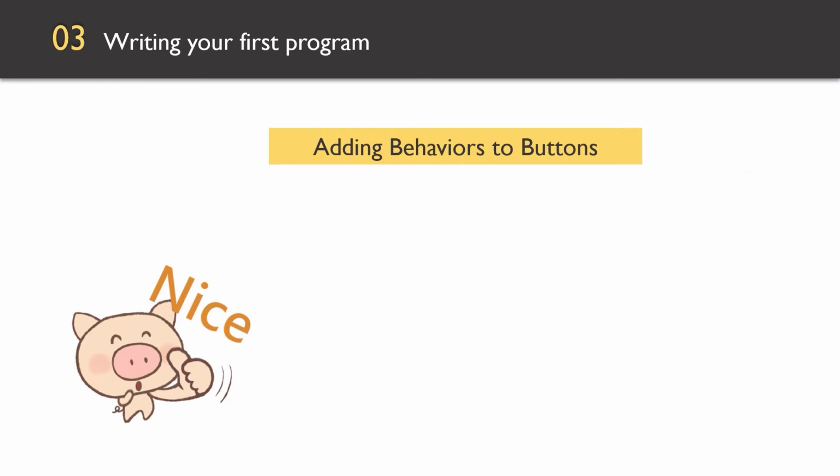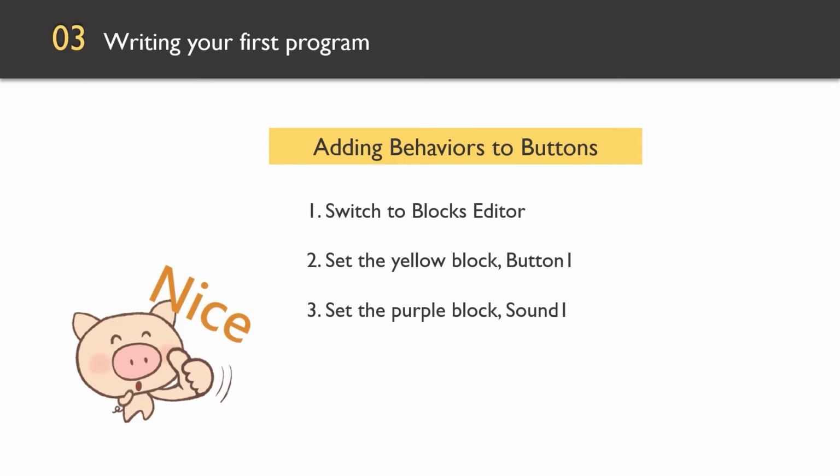After we finish the setup for components for the viewer area, we will then add behaviors to the button component. AI2 is powered by event response blocks, what you may call behavior blocks. For example, clicking the button is regarded as a behavior. 4 steps are required for setting up the behavior of the button. Step 1, click the blocks on the upper right corner to switch it to Block Editor. Step 2, set the yellow block, button 1. Step 3, set the purple block, sound 1. Step 4, combine button 1 and sound 1 together. We will explain each step in detail in the following slides.